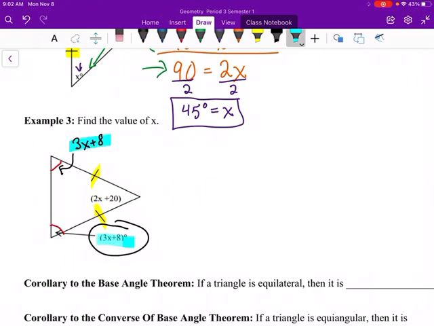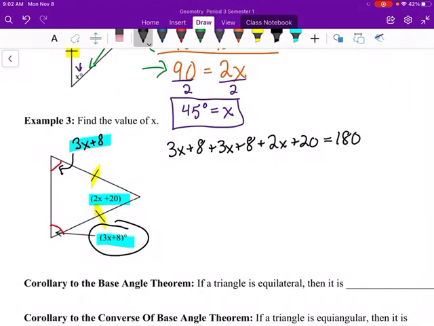The way that I would solve this one, we have three angles, so I'm going to add them all together. 3x plus 8 plus 3x plus 8 plus 2x plus 20. And because these are three angles in a triangle, I know they all add up to 180. Then I would combine like terms. We have a total of 8 x's. And then we have 8 plus 8, which is 16, plus 20, which is going to be 36. That is equal to 180.